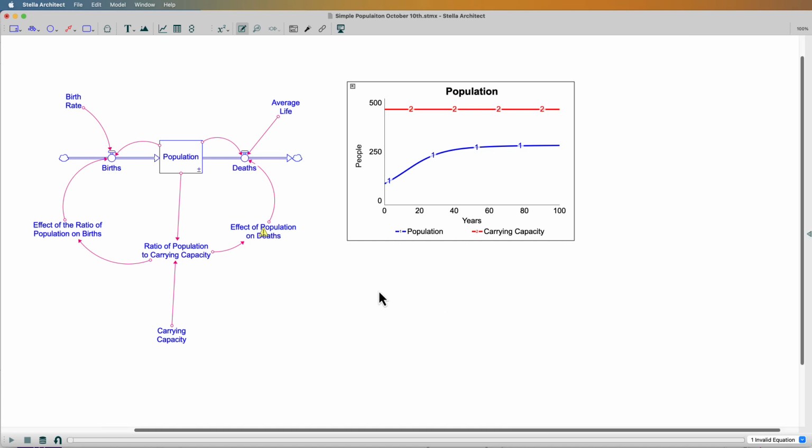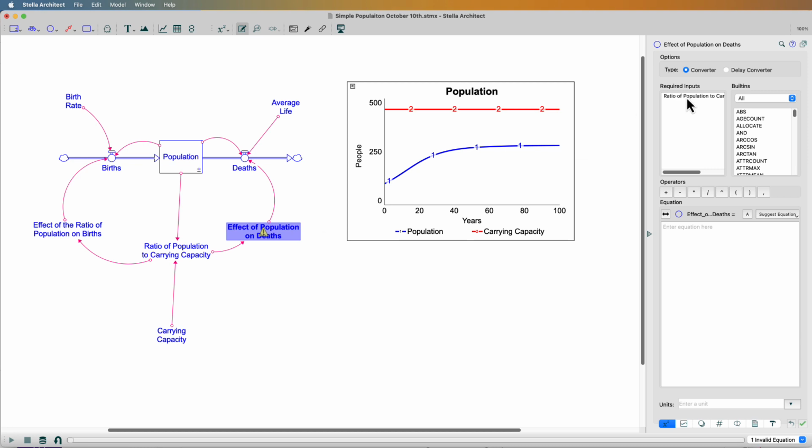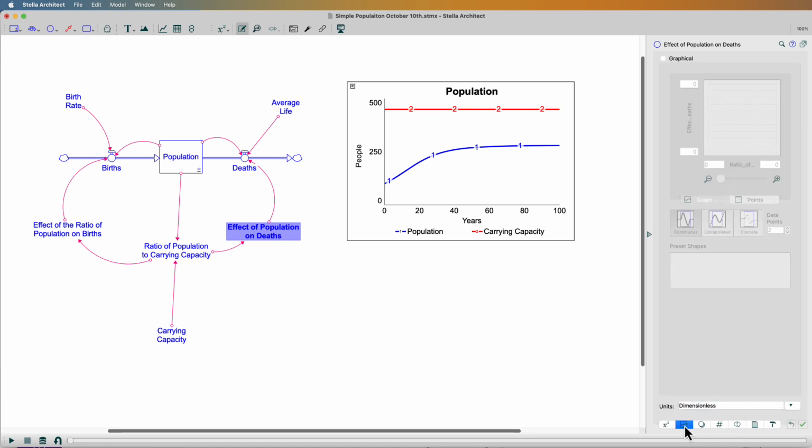And that should be good. The unit should be correct. It indicates that I don't have one invalid equation. I haven't calculated this yet, so I'm going to double click. It has to be equal to the ratio. The only thing coming in is that ratio, which is dimensionless, so this should remain dimensionless. And now I'm going to click on the graphical function.